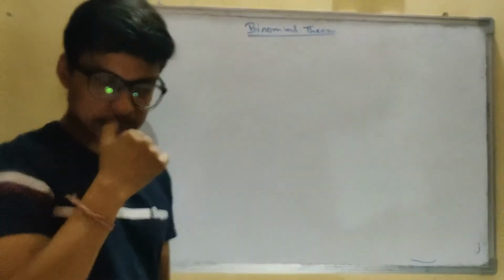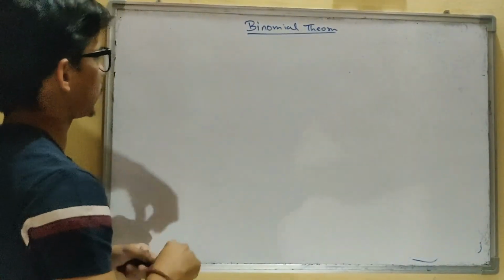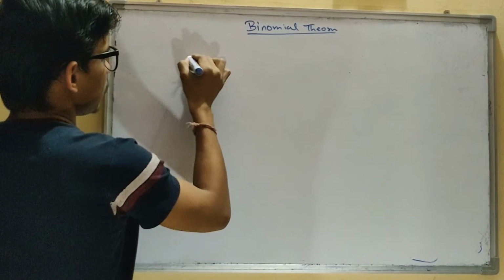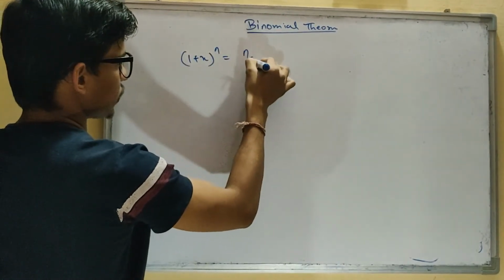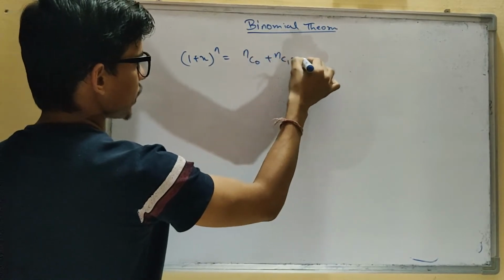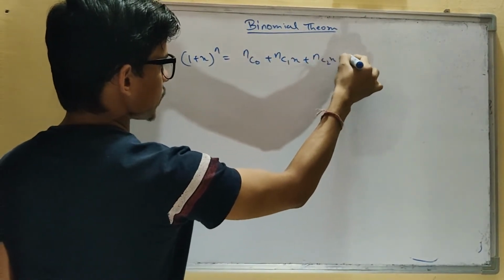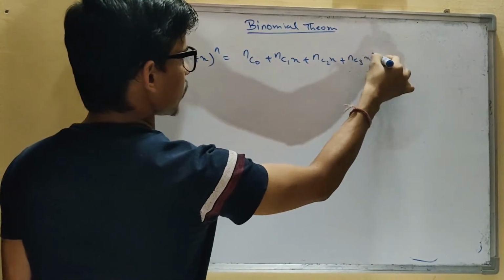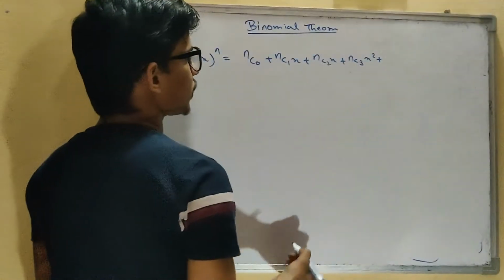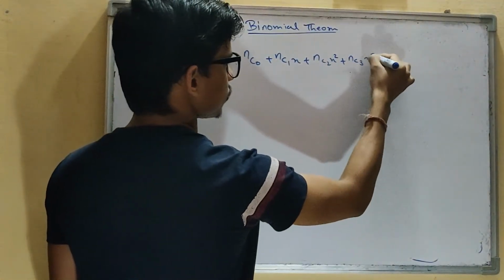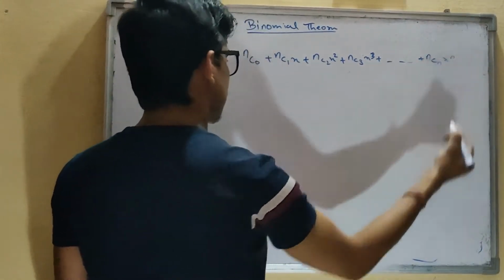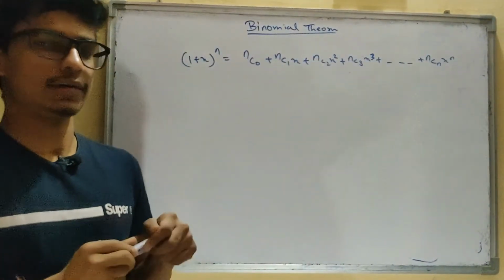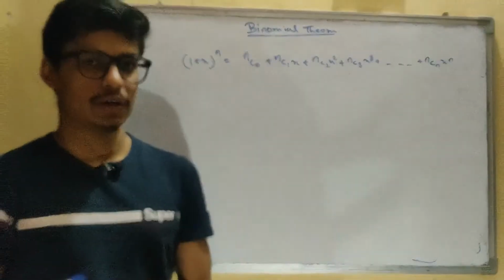Now, some questions are like this. (1 + x)^n. You know that its value is nC0 + nC1 x + nC2 x^2 + nC3 x^3, and so on. For the last term it is going to be nCn x^n. So there are two types of questions that may be asked, based on differentiation and integration.